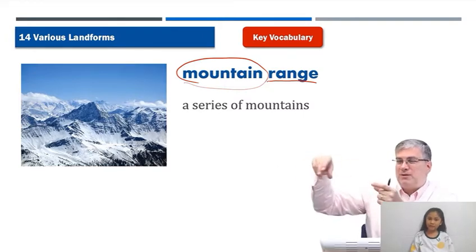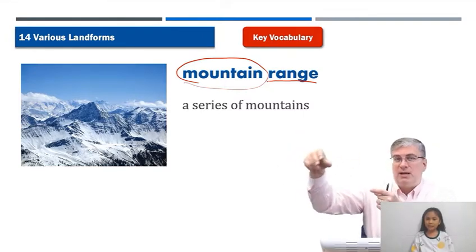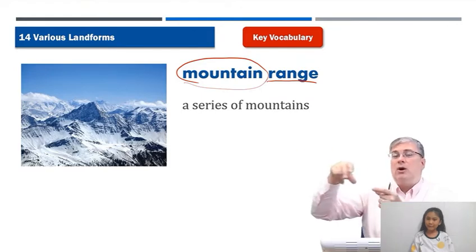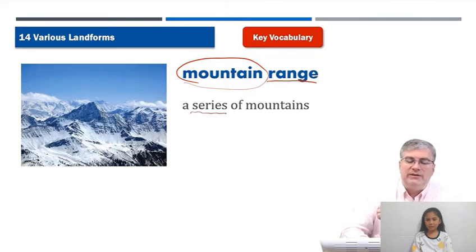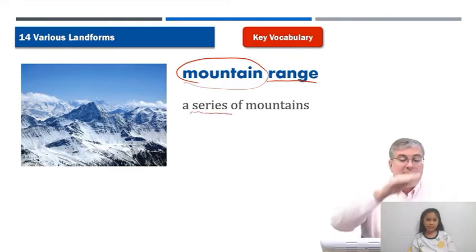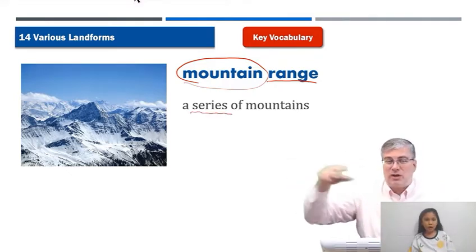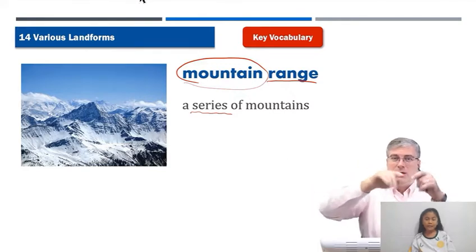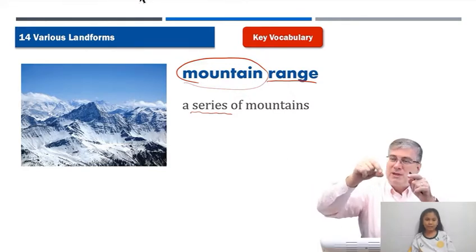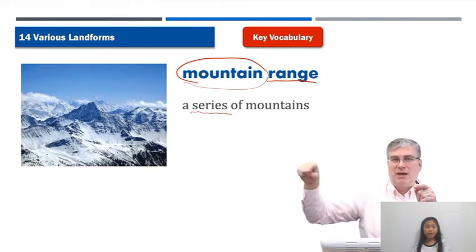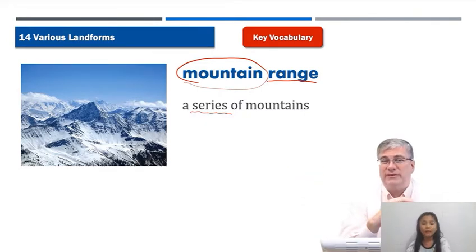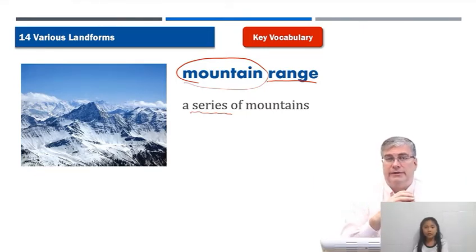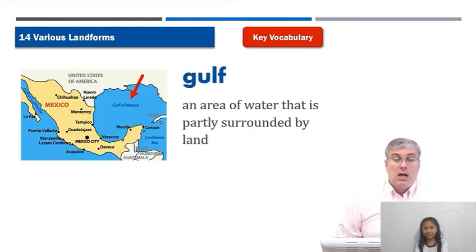But if there's a lot of mountains and they're all in rows, right? They all seem to be in a line. There's a bunch of mountains behind those. We call those mountain ranges. So a mountain range is a series of mountains. It's not just one mountain, but many, many mountains coming together that make a mountain range. There are many famous long mountain ranges.